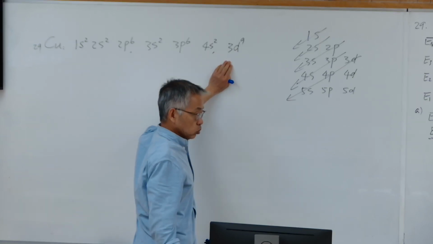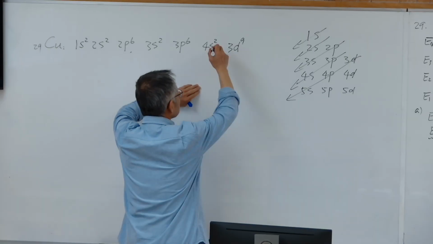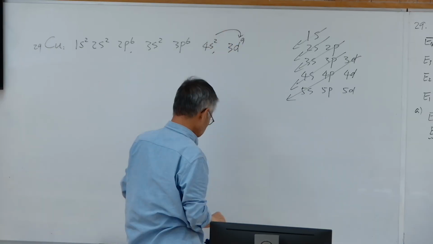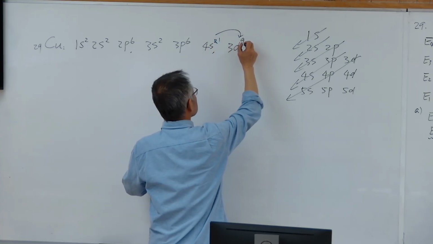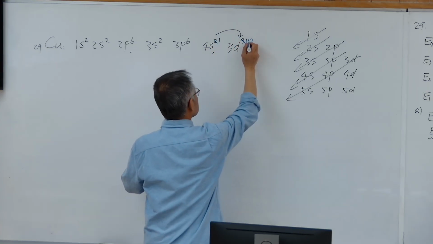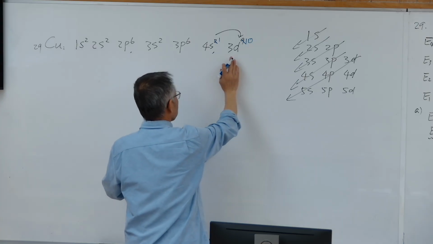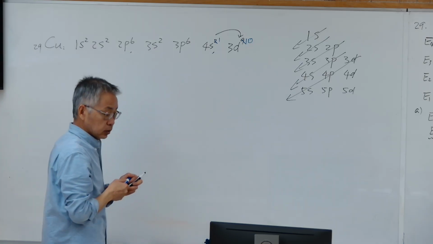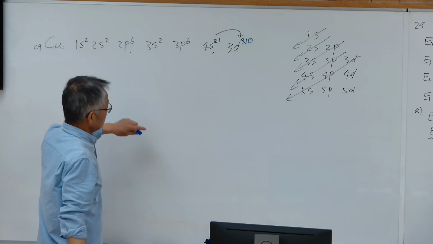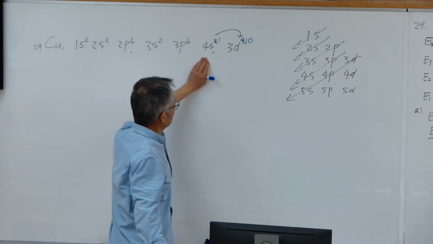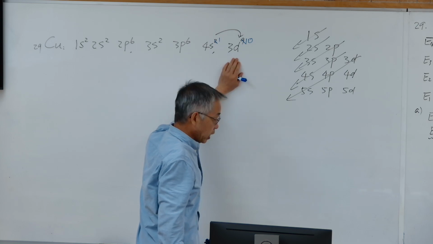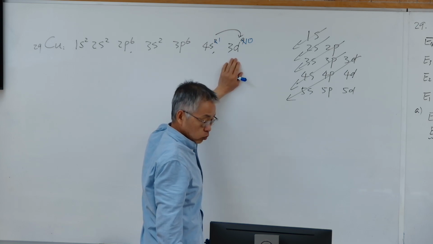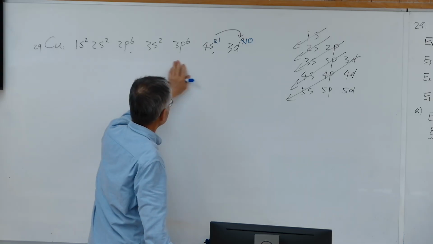Whenever you write 3d9, you need to think about whether it becomes 3d10. Pull 1 electron from 4s to 3d. It becomes 4s1, 3d10. This is the correct electron configuration. This is pulling 1 electron from s to 3d10. 3d10 is a full fill, right? The full fill is more stable. So this is the electron configuration.